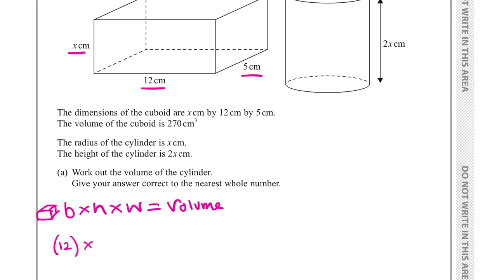What is our height? X. What is our width? 5. And what does this equal? 60x equals 270. Okay? Because they've told us the volume equals 270.